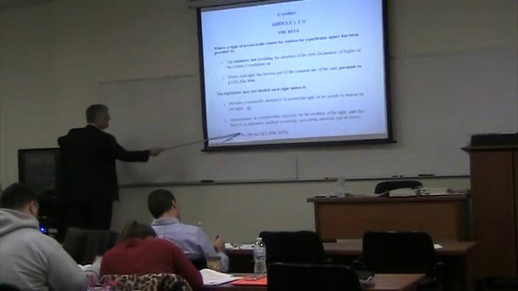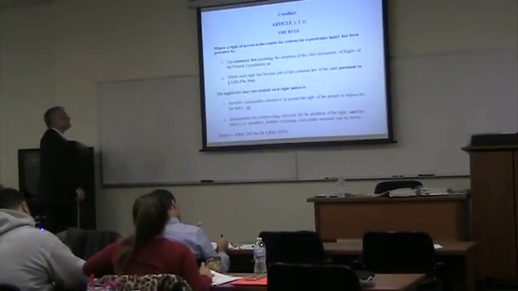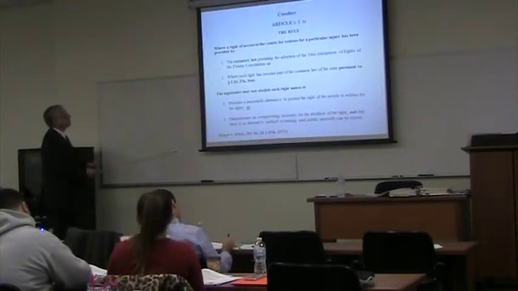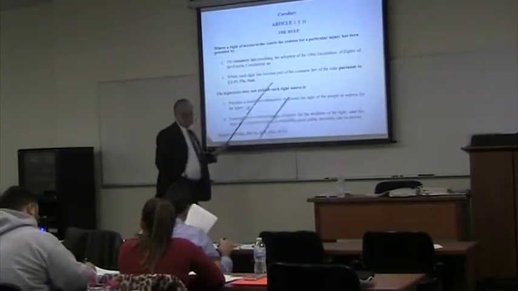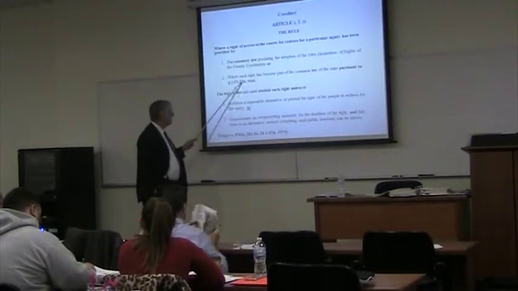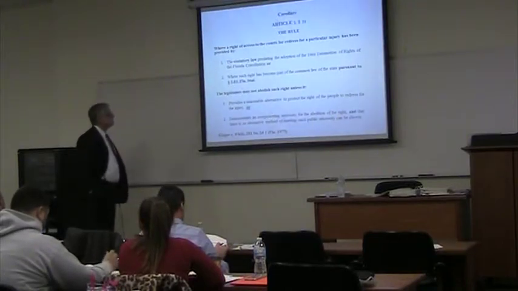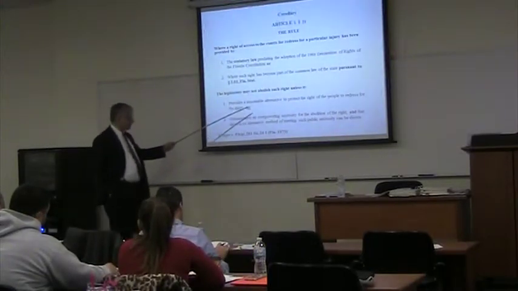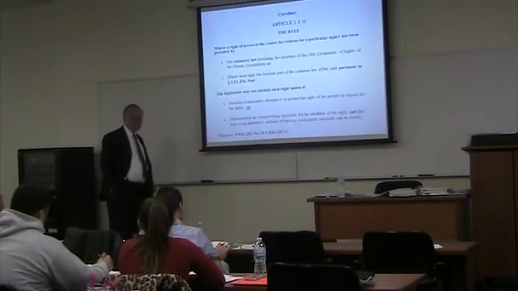And this is the main case, by the way. Where a right of access to courts for redress of a particular injury has been provided by statutory law predating the adoption of the 1968 Declaration of Rights, that's the current Constitution, or where such right has become part of the common law pursuant to Section 2.01 of the Florida statutes, the legislature may not abolish such right unless it provides a reasonable alternative to what it's abolishing or demonstrates an overpowering necessity for the abolition of that right.